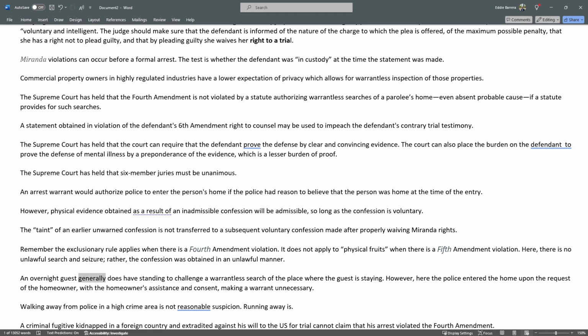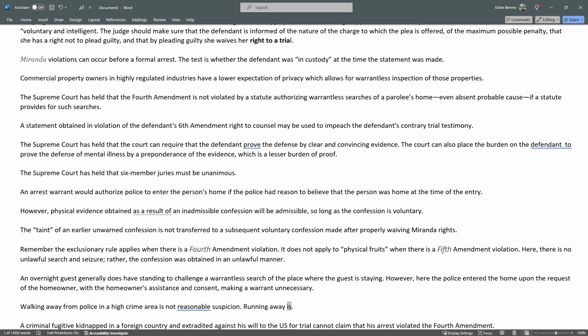An overnight guest generally does have standing to challenge a warrantless search of the place where the guest is staying. However, here the police entered the home upon the request of the homeowner, with the homeowner's assistance and consent, making a warrant unnecessary. Walking away from police in a high-crime area is not reasonable suspicion.